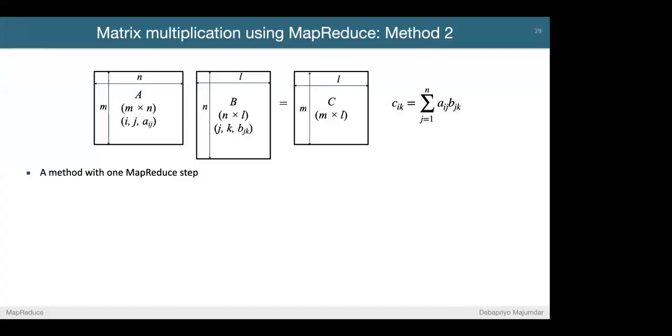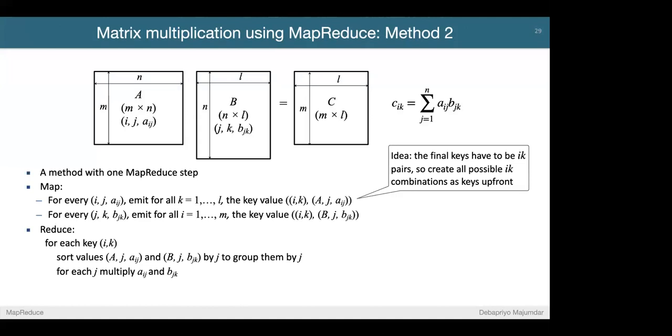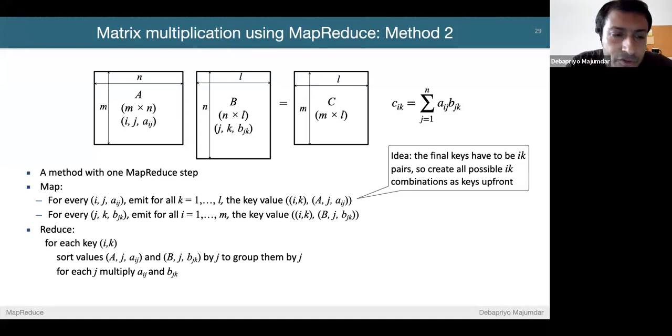Sort by j. The idea here is sort by j and then group by j, right? Sort values and then group by j. Oh, okay. So your question was why sort by j and group by j? Yes, that was the question.